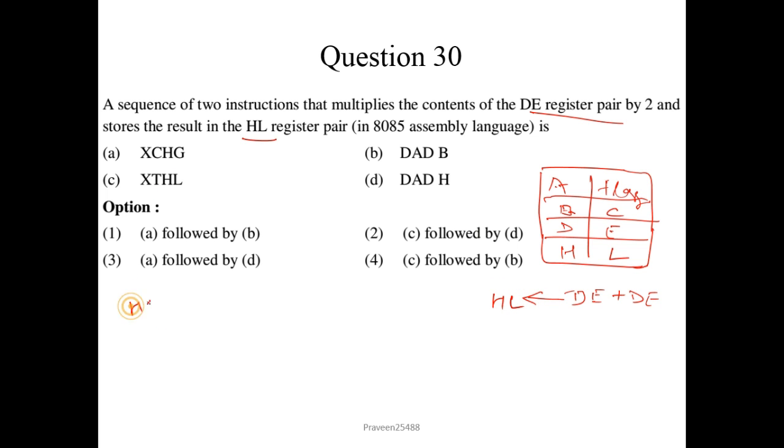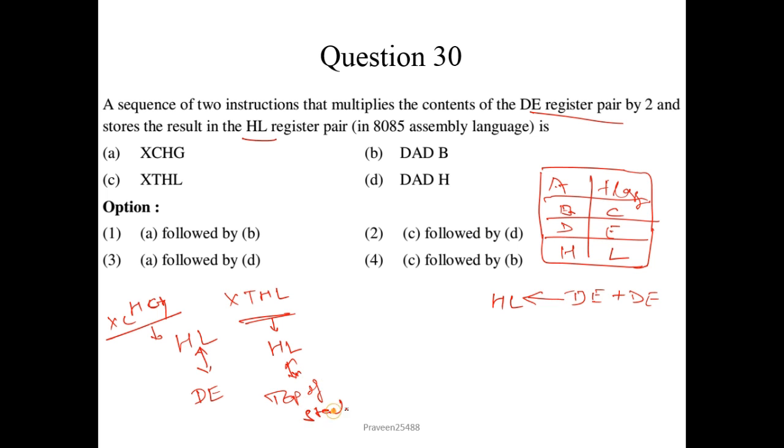Instruction is given XCHG. Operation of this is that the contents of HL is exchanged with the contents of DE register pair. XTHL. Operation of this is that contents of HL is exchanged with the top of stack. So first 2 memory registers contents is exchanged with this 8-bit register.